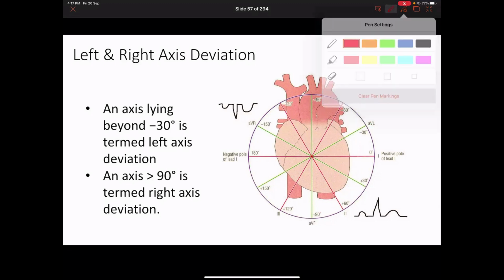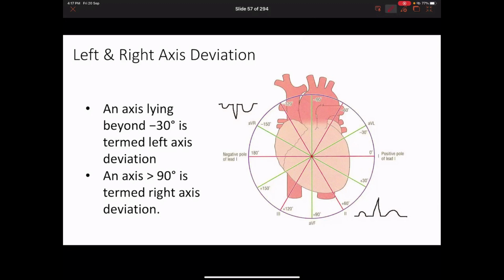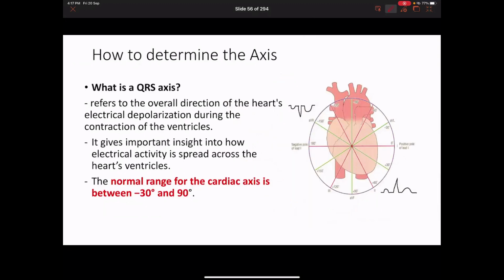Now, let's say the overall axis of the heart is this way. Is this normal? It's not normal. The heart isn't supposed to be depolarizing in this direction. So what do we call this? We call this a right axis deviation. Remember always when you have the heart, this is right and this is left, okay? So this is normal. If it moves this way, this is a right axis deviation, okay? Anything beyond 90 degrees or minus 30 is abnormal. Beyond 90 degrees is right axis deviation. Beyond minus 30 is left axis deviation.